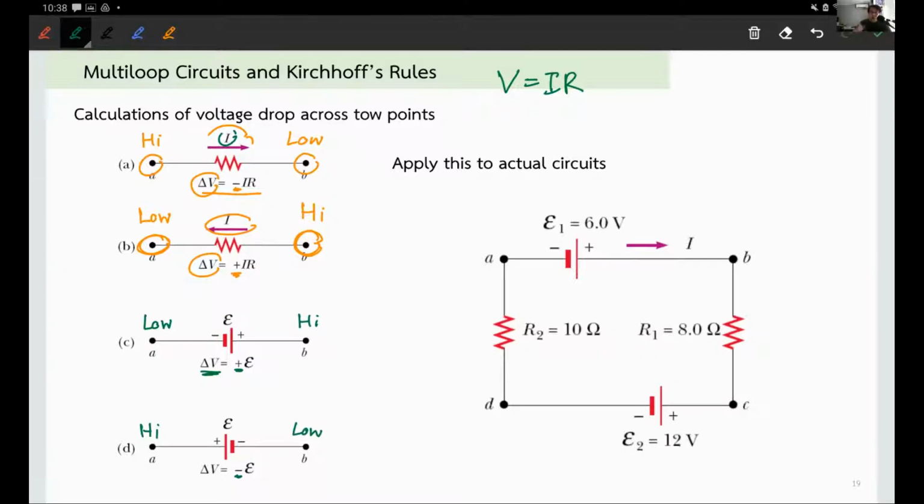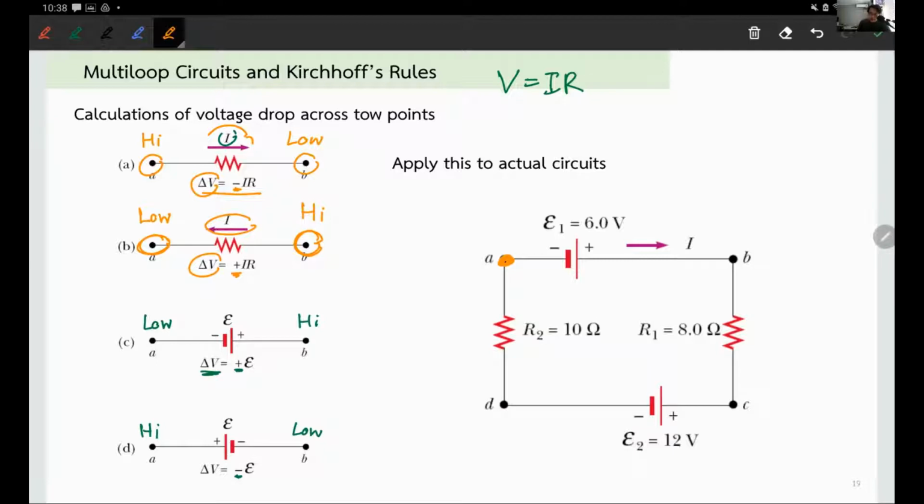Okay. All right, so let's apply this to the actual circuit and see how it goes. Let's go through this simple circuit. This one you can actually do without Kirchhoff's rule, but I'm going to show you how this rule is applied. Okay, so here's the point. I am proposing a way of doing this in a systematic way.